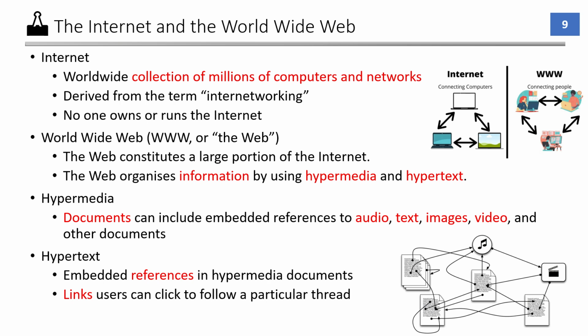The web uses hypermedia and hypertext to organize information. Hypermedia means documents can include different types of content, such as text, images, audio, and video. Hypertext refers to links embedded in documents that users can click to move from one page to another.